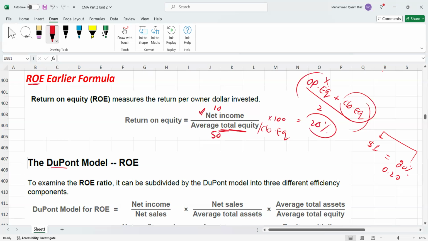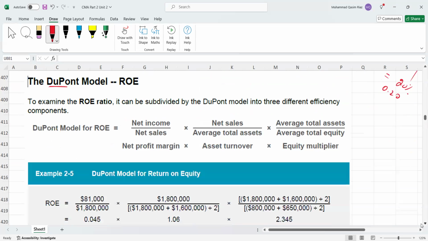But under the DuPont model, this return on equity formula is subdivided into three different efficiency components, three different ratios. So this is the DuPont version of return on equity. Please remember DuPont. So how is it calculated? We will always take net profit margin. I already told you how to calculate it: net income divided by net sales. So this will give you net profit margin.